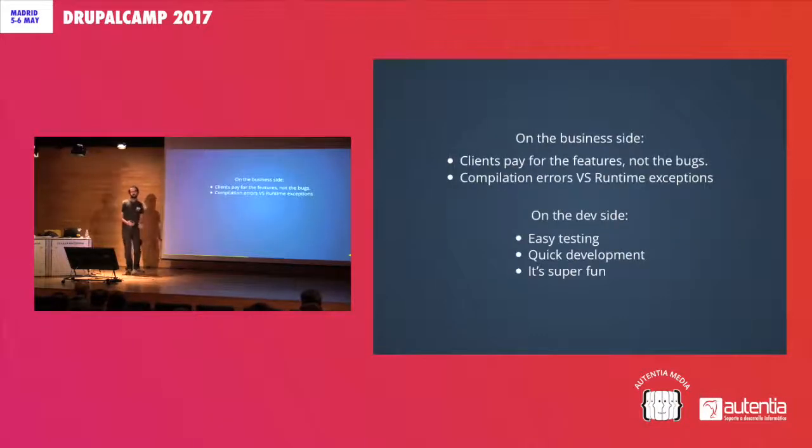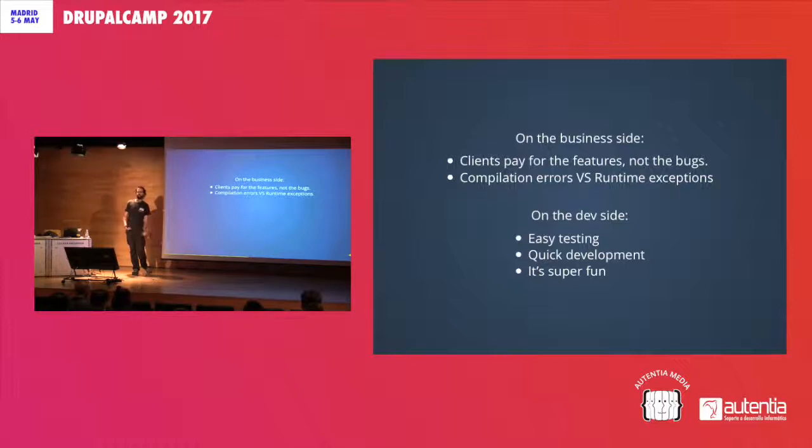So on the business side, how do we sell Elm to the client? Clients mostly pay for features. They don't pay for bugs. If there is a bug in your application, you have to fix it, and you usually are not getting paid for this. And most of the bugs that happen in a browser are because of runtime exceptions. You have an object, you try to invoke a function of this object, and suddenly instead of an object you receive null, and everything crashes.